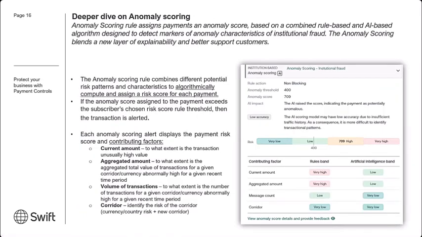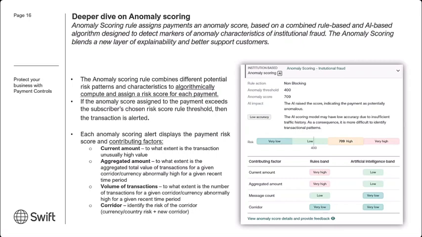Okay, now finally, before we move on to the demo, we're going to go on to the deep dive on anomaly scoring. So I mentioned the 3 layers. We've covered the institution-based rules, the network-based rules, and now we're doing the third, which is the anomaly scoring, which is that AI overlay piece, which essentially ties everything all together.